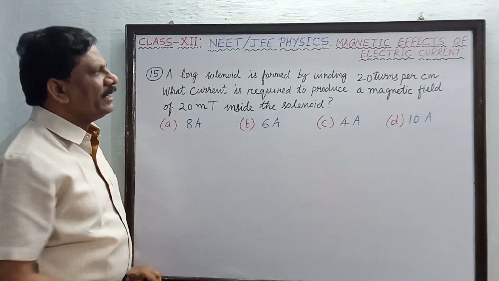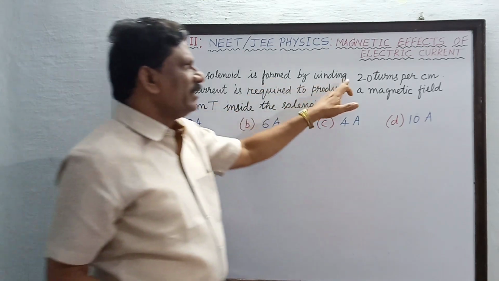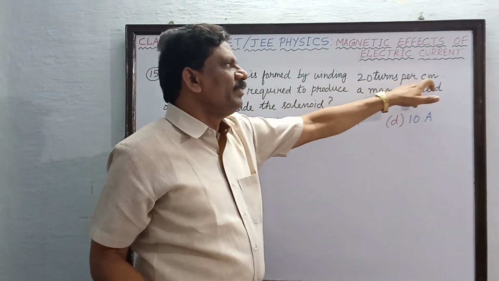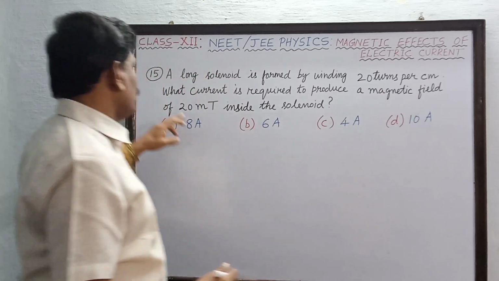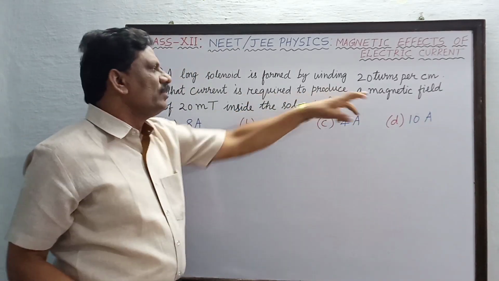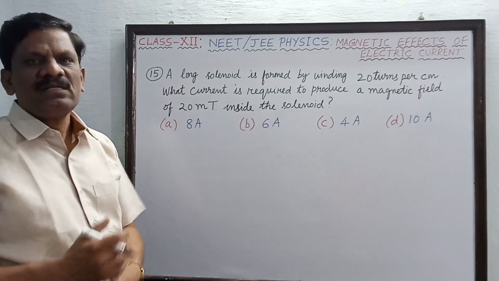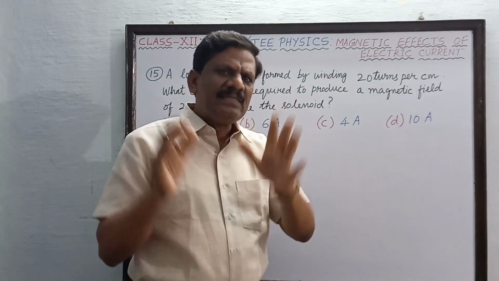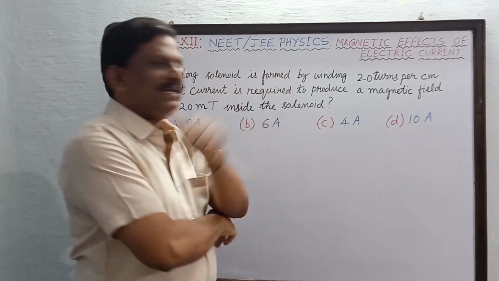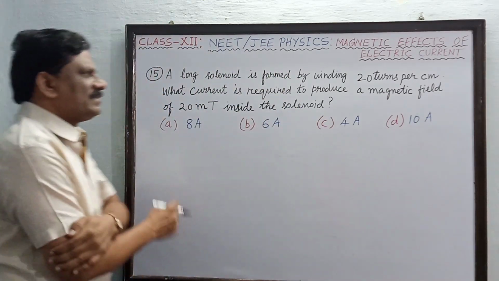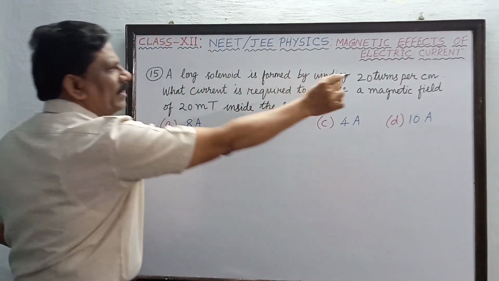A long solenoid is formed by winding 20 turns per centimeter. What current is required to produce a magnetic field of 20 millitesla inside the solenoid? It is the easiest possible problem in the magnetic field. Direct substitution only. What are all the given quantities?